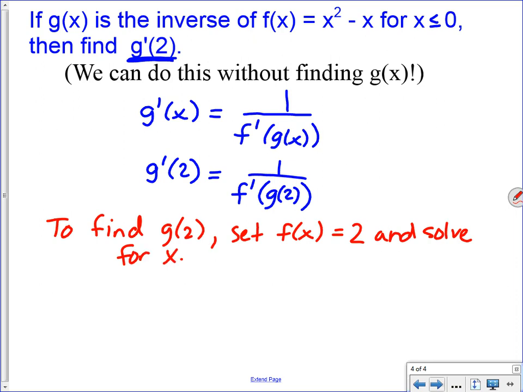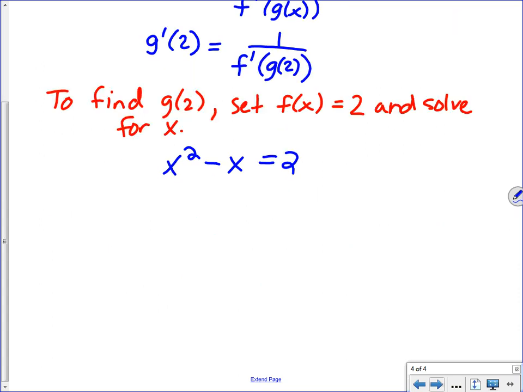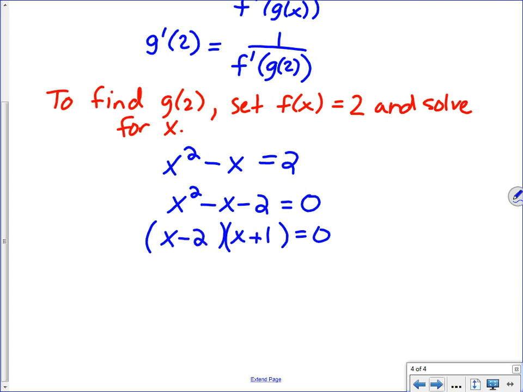Okay, so let's do that. f of x is x squared minus x. So we're going to set that equal to 2 and then solve it for x. So we're solving a quadratic. So we would want to subtract the 2 on each side and set it equal to 0. And then let's try factoring. So we're looking for factors of -2 that add to -1. So that would be x minus 2, x plus 1.